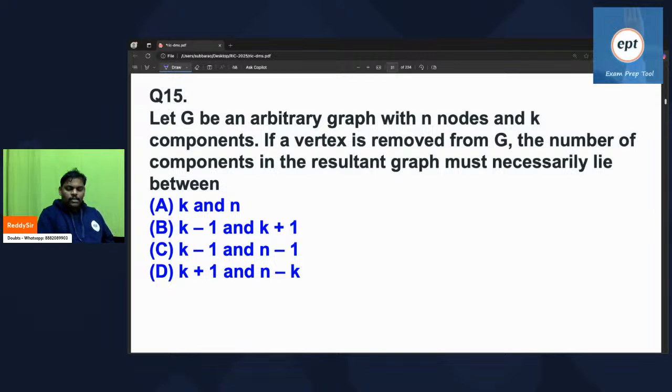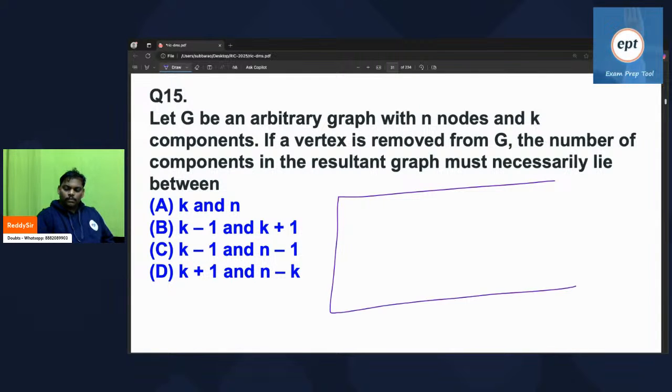Yeah, let's see. You people may have tried. Everyone see this. This is a graph. Everyone observe.